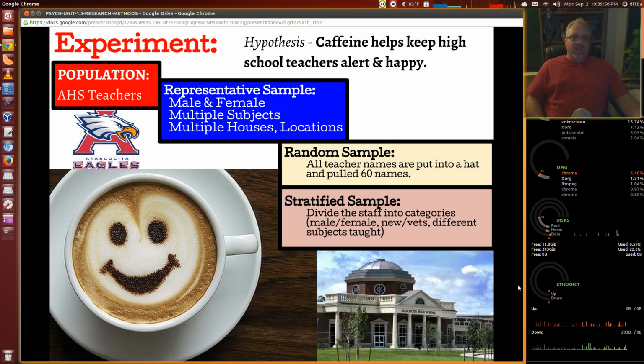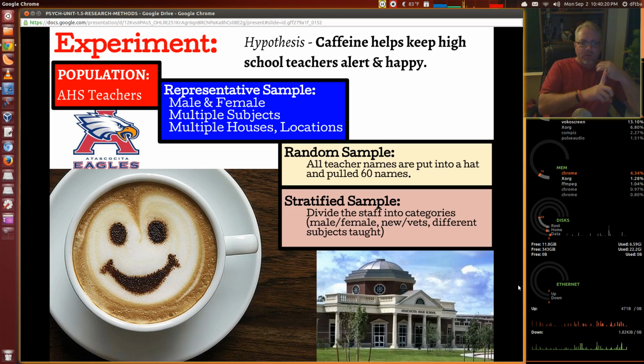The hypothesis for our experiment is that caffeine helps keep high school teachers alert and happy. So could we test this on our population of AHS teachers? We certainly could. Let's look for a representative sample. You'd want male, you'd want female, you'd want multiple subject areas that they taught. You want to pull from different areas of the building or different houses that we have.